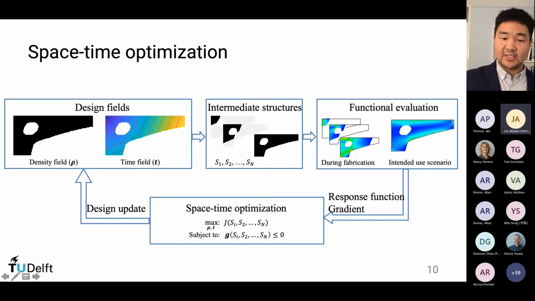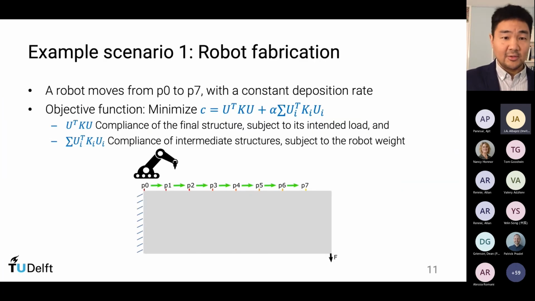And by using gradient-based numerical optimization, we update the density field and the time field. So this is an iterative process. In each iteration, we would simulate a series of geometries for the entire fabrication process. I'm not going to explain the details, but I will jump to some of the interesting results I want to share with you. The first one is similar to the bridge scenario I showed at the very beginning.